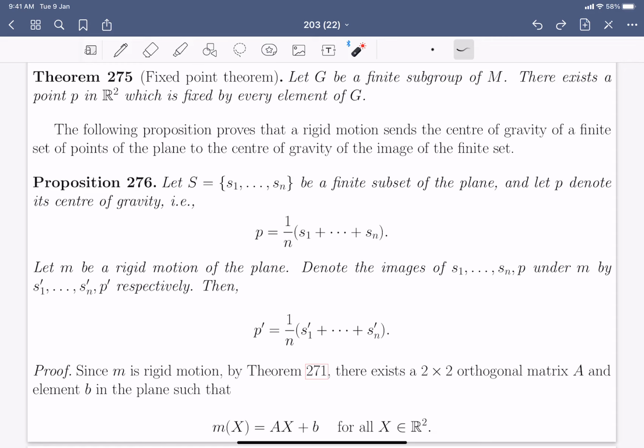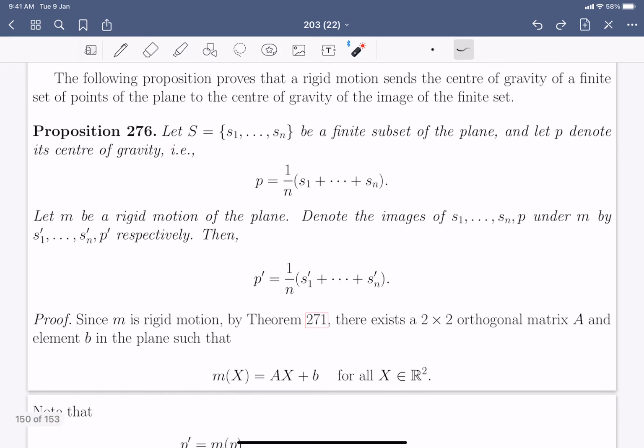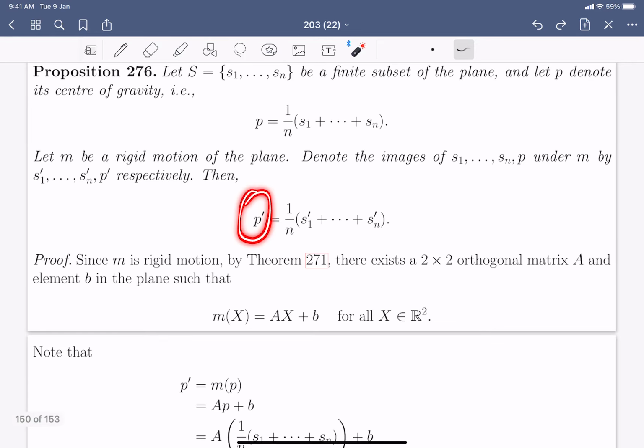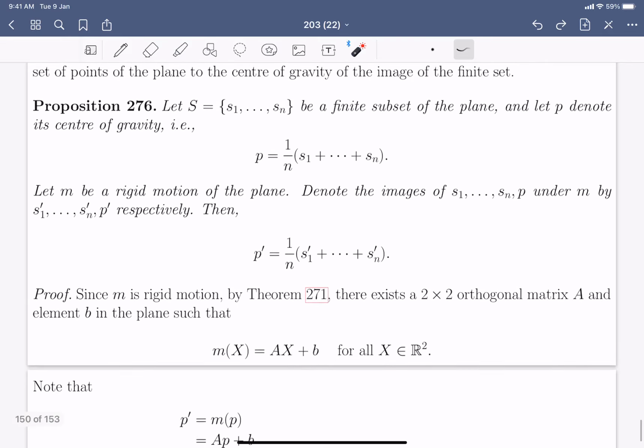Let me introduce certain terminology. If you have a finite subset of the plane S1, S2, up to Sn, then their average, that is 1 over n times S1 plus S2 plus up to Sn, is called the center of gravity of this set. Now if we have a rigid motion M of the plane, and we denote the images of all these points S1 up to Sn and the image of P by adding a prime next to them, so the image of S1, S2, up to Sn is denoted by S1 prime, S2 prime, till Sn prime, and the image of P is denoted by P prime, then one can check that this P prime is equal to the average of these points S1 prime, S2 prime, till Sn prime. So what does this try to say?